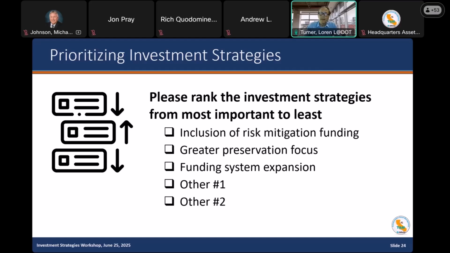And the way you do this is you would just select the ones in order from 1, 2, 3, rank from highest to lowest strategy that you would like to see considered in the TAMP. And as you do that, we should start seeing results. I think after you submit, you would then see the results appear in the sidebar after you submit the send button. Hopefully everyone can see this.